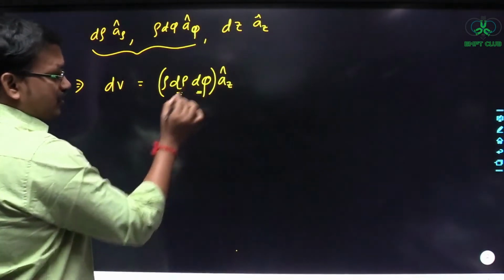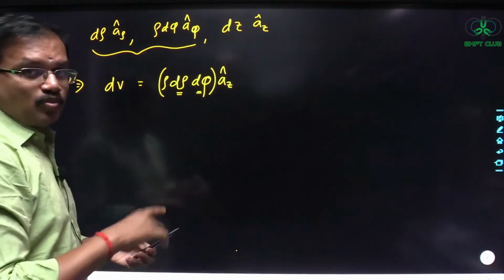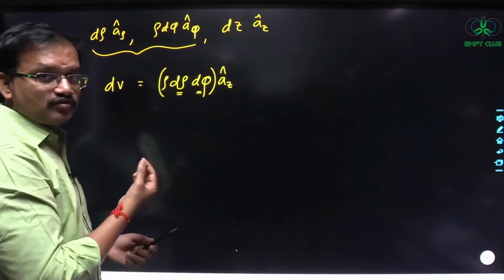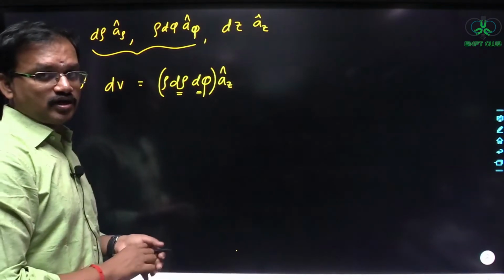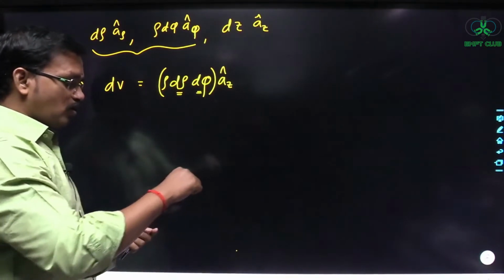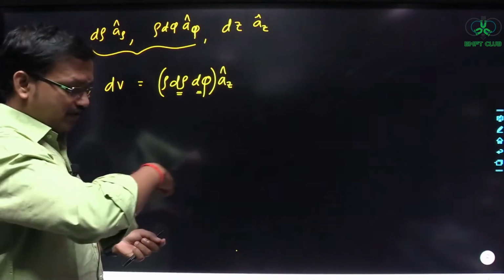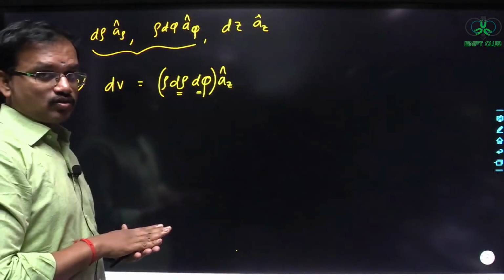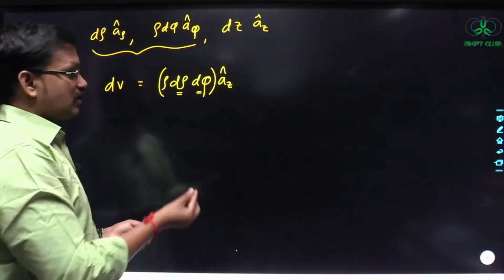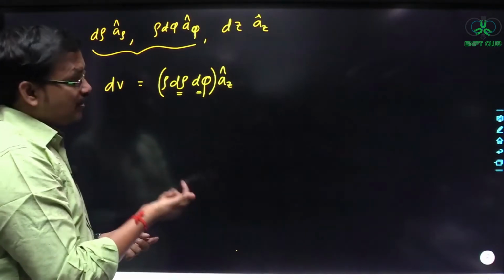Here the variables are rho and phi. Rho and phi being variables means you are going to get a small differential area on the surface of a circle. Yes or no? If you vary only rho and phi, you are going to get the surface of a circle. We know that one. So consider a small differential area on the surface of a circle.